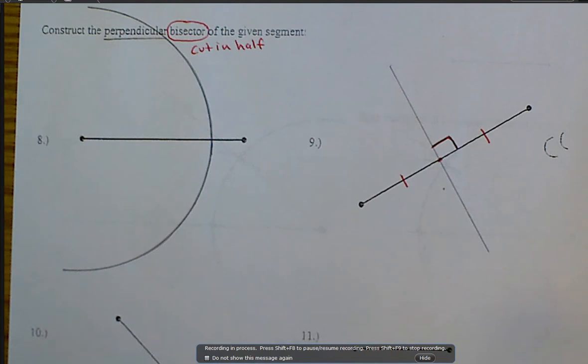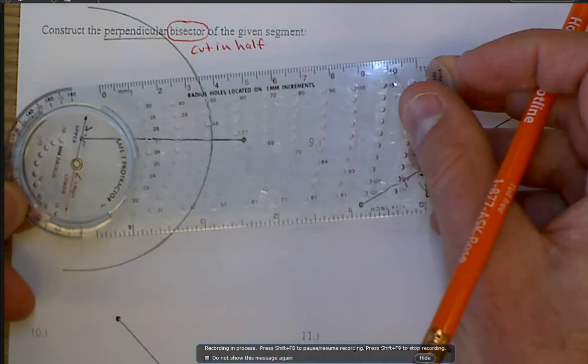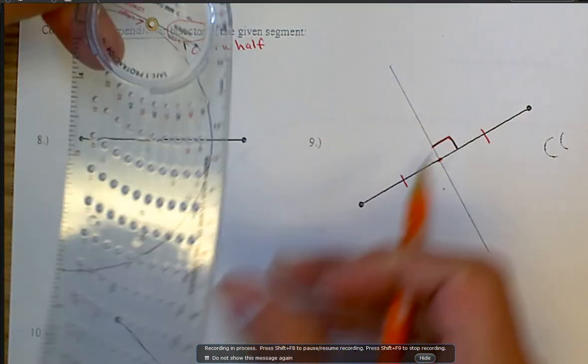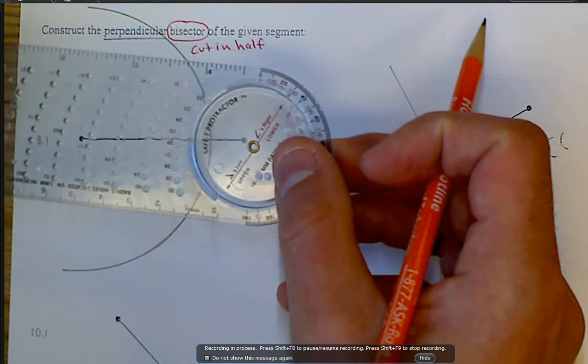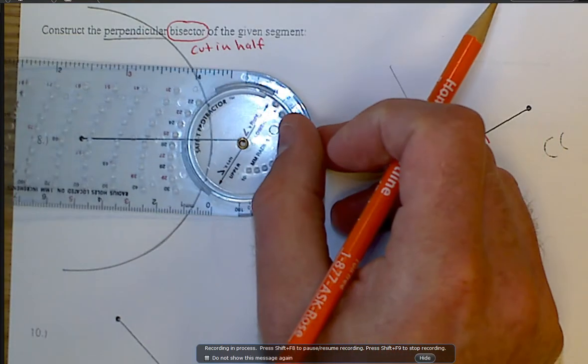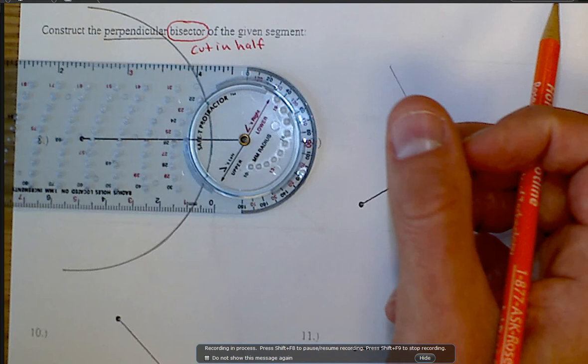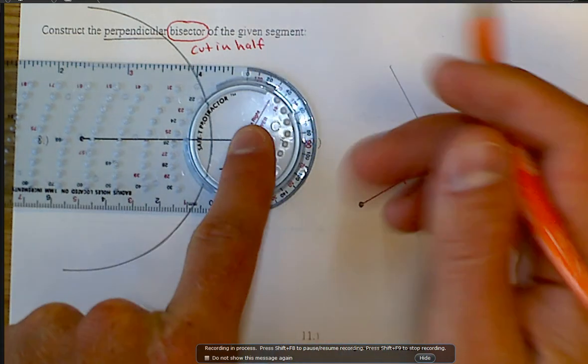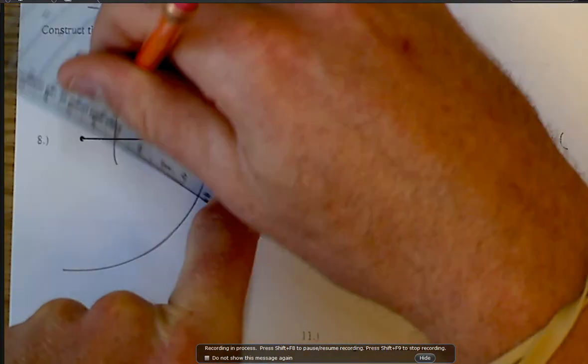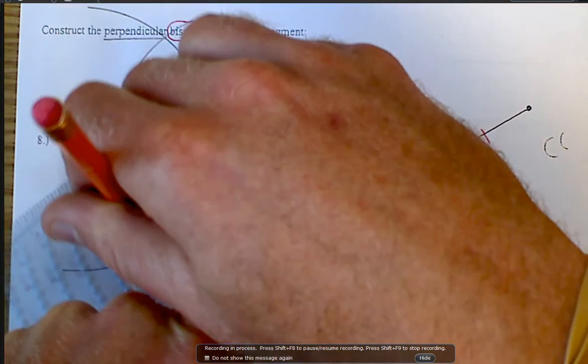Now, you're going to actually take your contractor and flip it around so it's almost, quote-unquote, upside down. Put your brass circle on the other endpoint. Find number 48 again, and you're just going to repeat that same swoop. Okay?